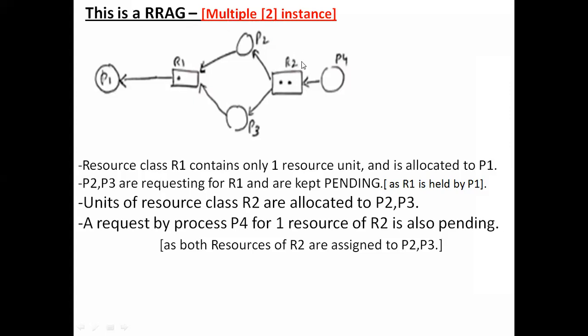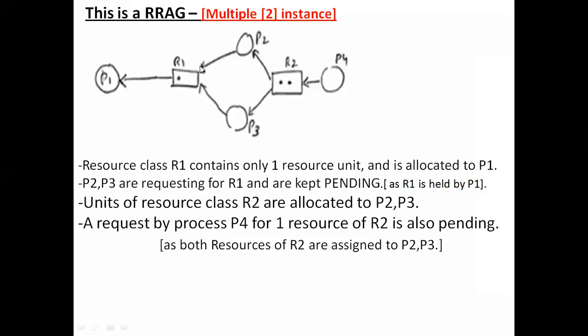So the resource class R2 has two resources, where the dots indicate the number of resources. As you can see here, the resource class R1 has only one resource, and the resource class R2 has two resources, and these two resources are assigned to P2 and P3. The resource class R1 contains only one resource unit, and this resource unit of R1 is allocated to the process P1. And the processes P2 and P3 are requesting R1.